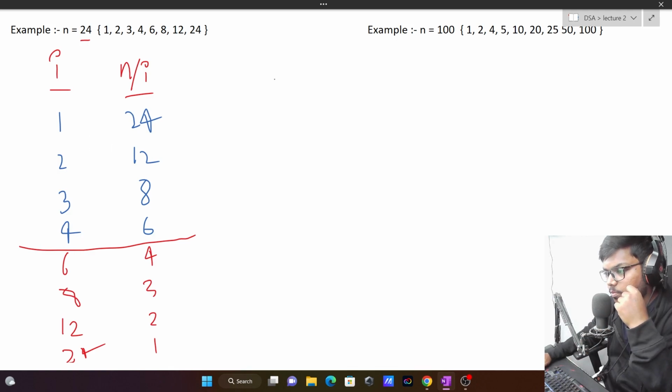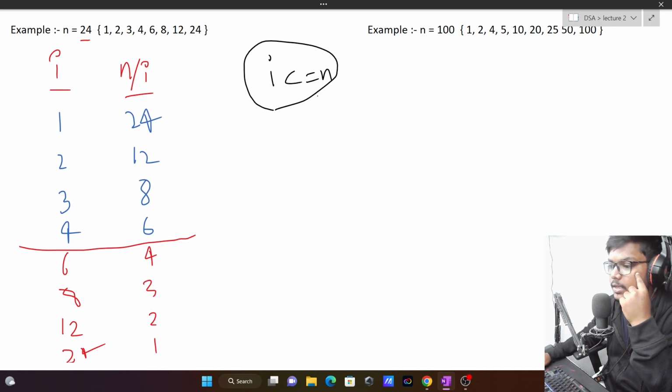When we are writing a loop, what are we saying? We are saying I less than or equal to n. So we are doing it for every number till I. So now we have the question, right?